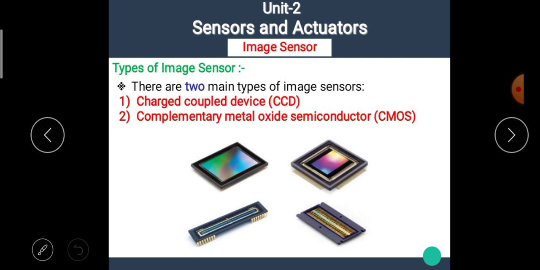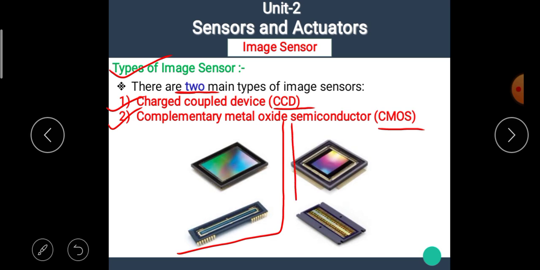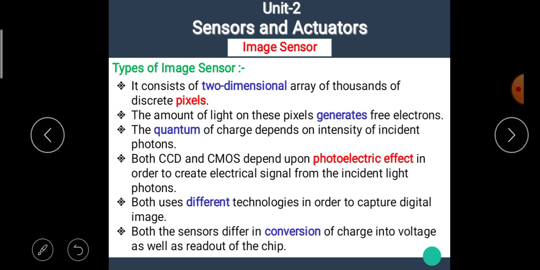Now let's see the types of image sensor used nowadays. There are two main types of image sensor. First one is charge coupled device, that means CCD, and second one is complementary metal oxide semiconductor, that means CMOS. This is CCD image sensor and this is the CMOS image sensor. Now let's see more details about the types of image sensor.